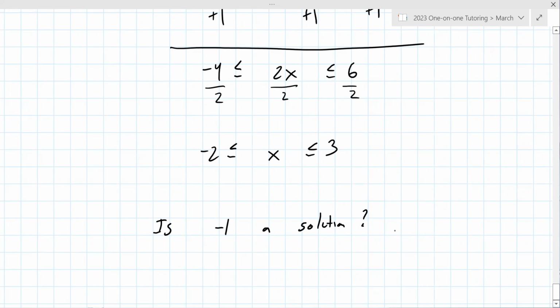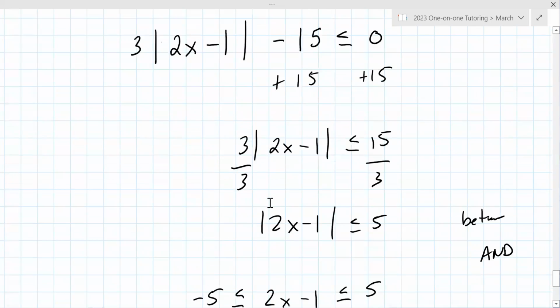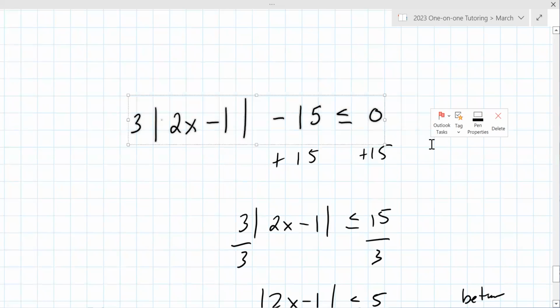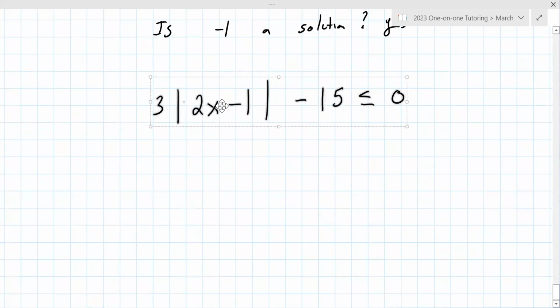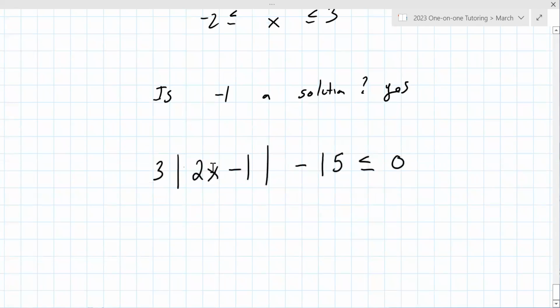Yeah. Absolutely. It is. Okay. Just like we've been doing before, since this is a solution, if you need to copy something down, let me know. No, I'm good. Since this is a solution, when you put -1 in for x, this is going to work out, meaning you're going to get something on the left that is less than or equal to 0. So I'd like you to do that.